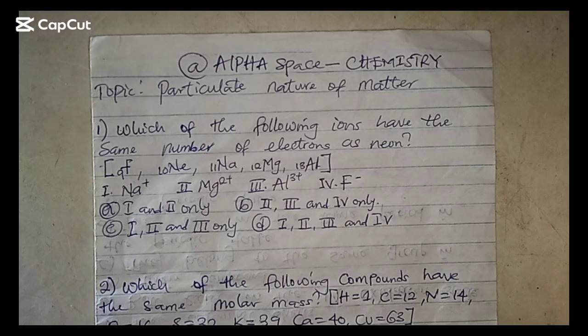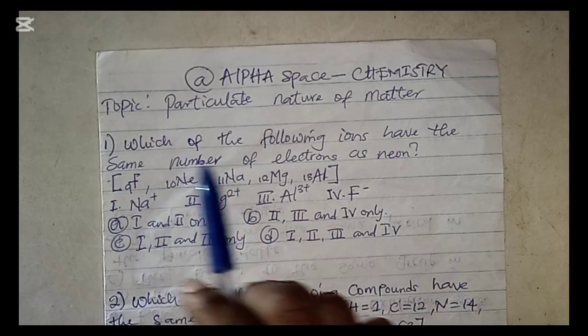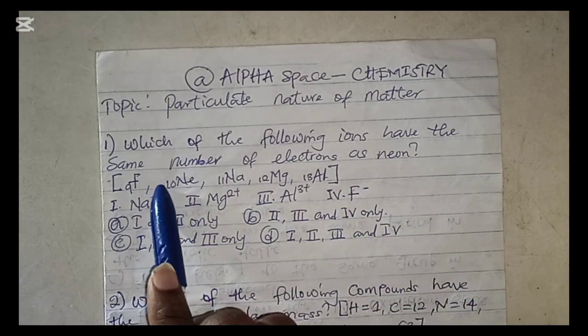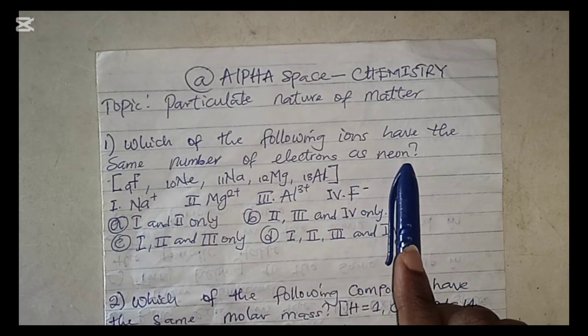Answering particulate nature of matter questions with detailed explanation. Question number 1 says, which of the following ions have the same number of electrons as neon?